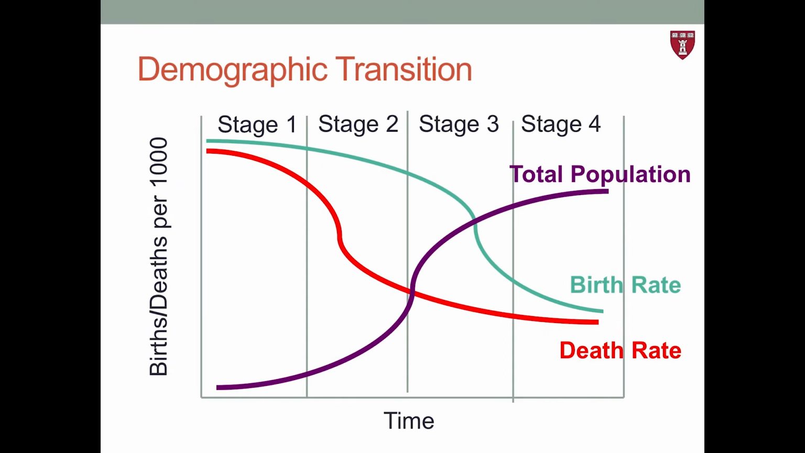And then by stage 4, what's happened? Stage 4 is the post-transition phase. So here, this country or society has gone through these stages and has now settled with decreased birth rates, decreased death rates, following population growth. And so the population growth also decelerates.